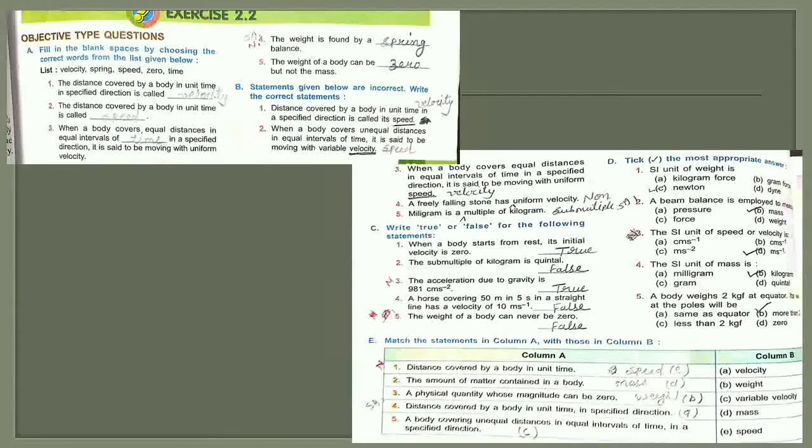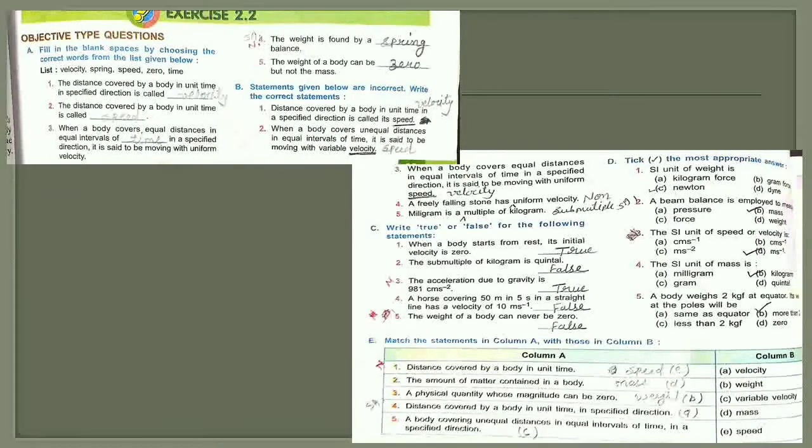Okay, now the next question, statements given below are incorrect. Write the correct statements. First one, distance covered by a body in unit time in a specified direction is called its speed. No, it will be the velocity, because the direction is mentioned, so at the place of speed you have to write velocity. Okay, next one, when a body covers unequal distances in equal intervals of time, it is said to be moving with the variable velocity. No, here direction is not mentioned, only that distance and the time is mentioned, so we will write the speed at the place of velocity.